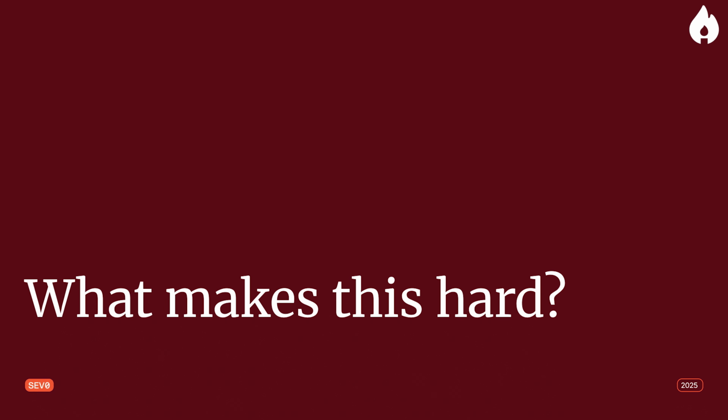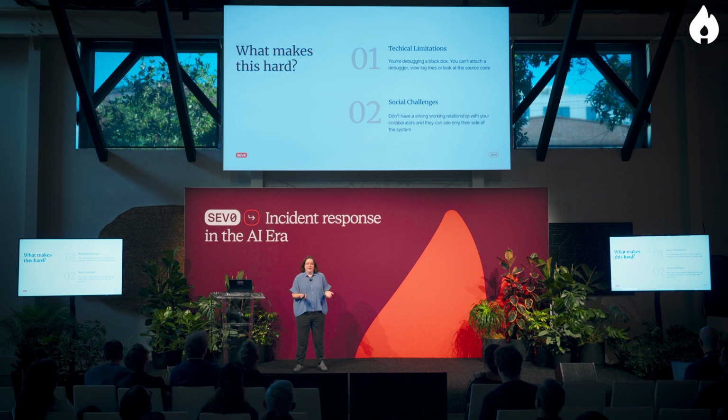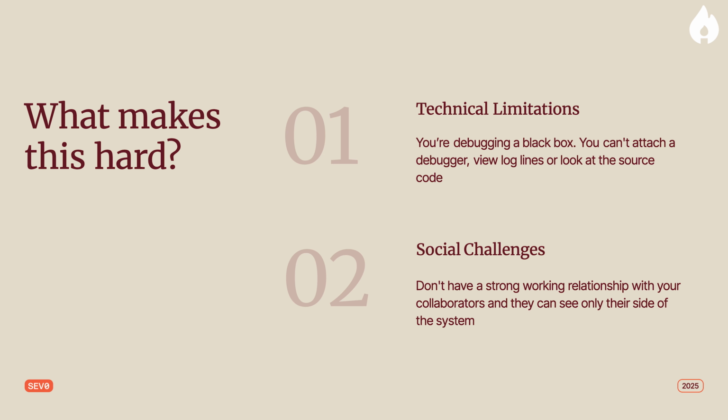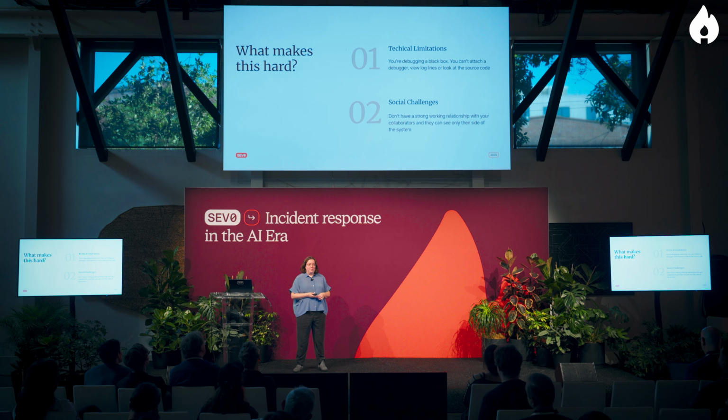So wrapping up here, what makes these kinds of incidents hard? I think there are two big things. You have your technical limitations. You're debugging a black box. You're debugging someone else's code you can't look at. You can't attach a debugger. You can't add log lines. There's just a lot less you can do. You don't have your normal tool belt.